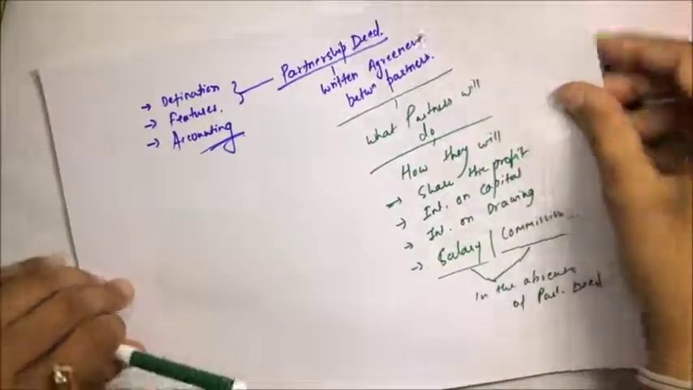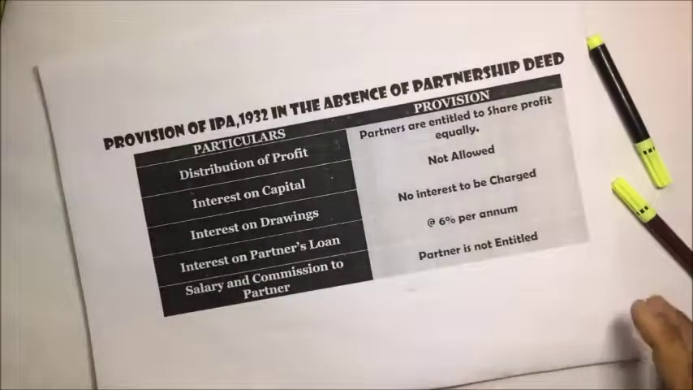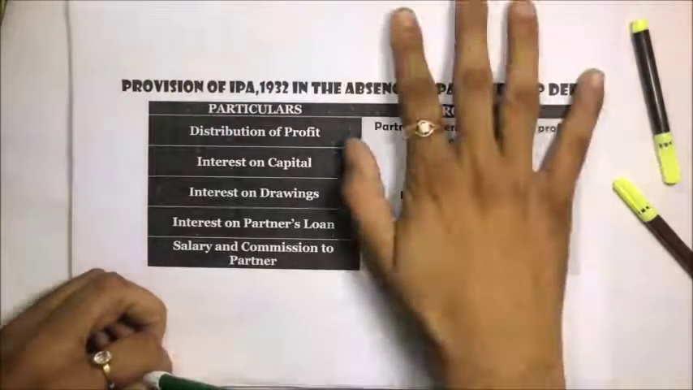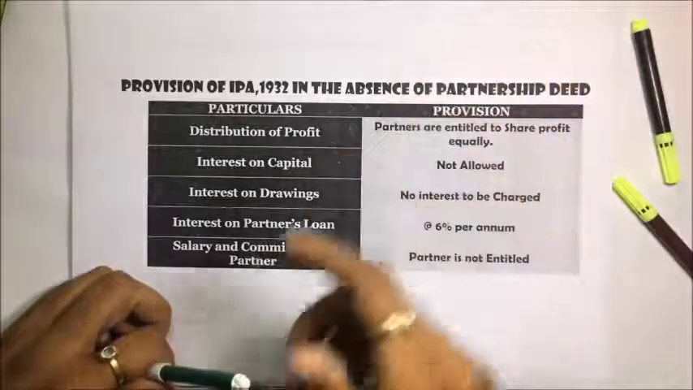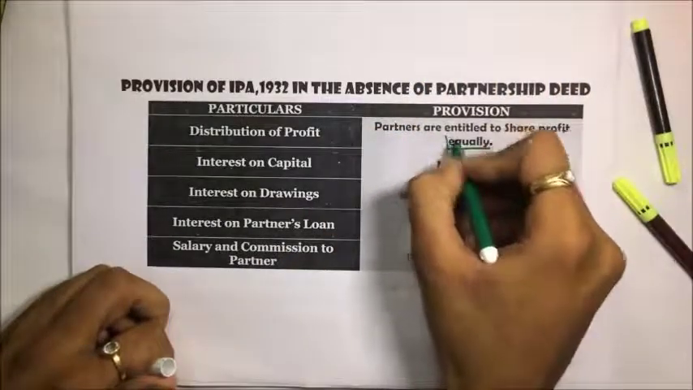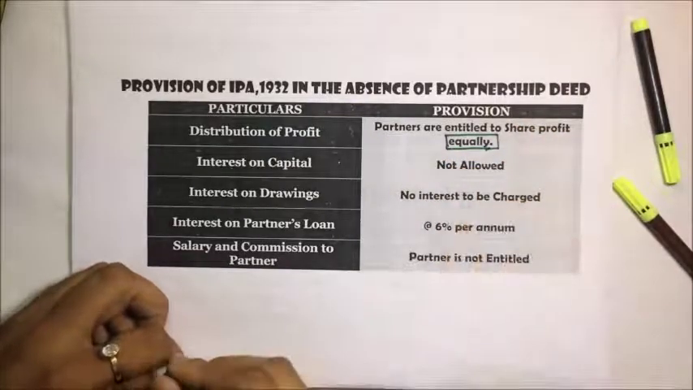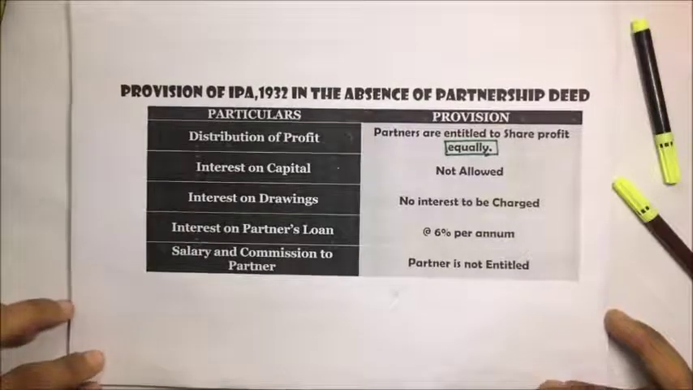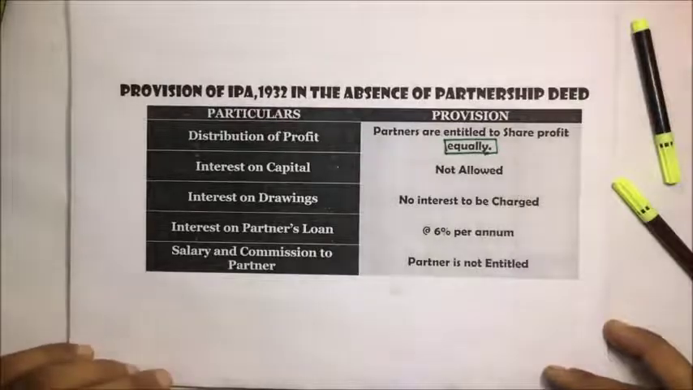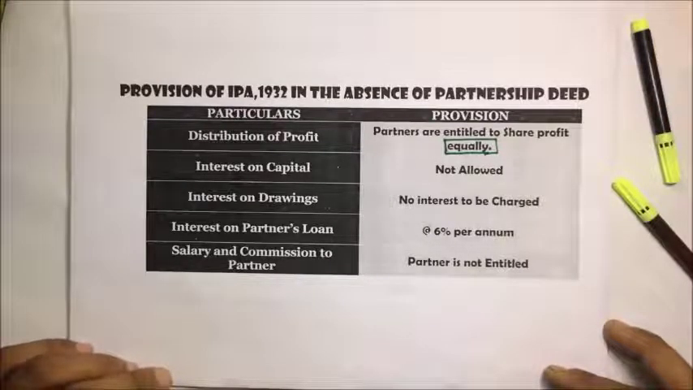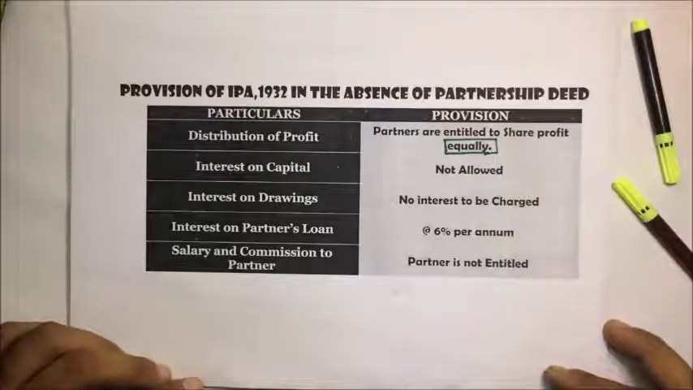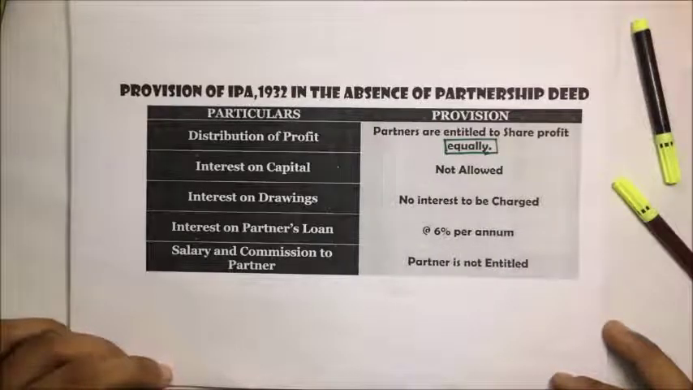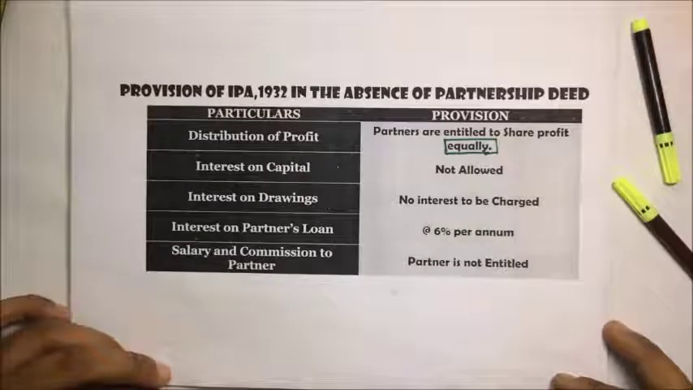So, as per the Indian Partnership Act 1932, in the absence of a partnership deed, distribution of profit should be equal. Okay? If there is no partnership deed, what will we do with the profits? We will divide them equally among all. If the partnership deed does not state the rate of interest on capital and the amount of interest on capital, then we will not provide any interest on capital to any of the partners. Same goes with interest on drawings. If there is no rate or specific amount specified in the partnership deed, then no interest on drawings is to be charged from the partners.